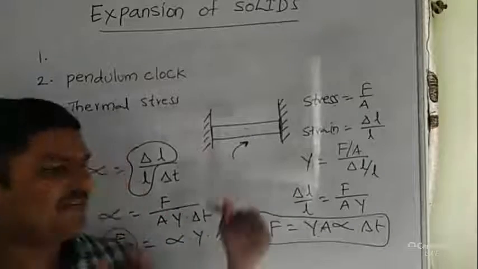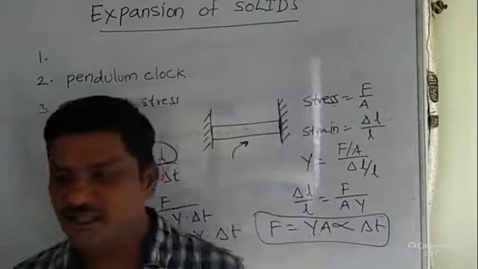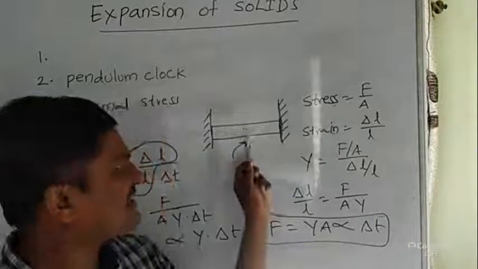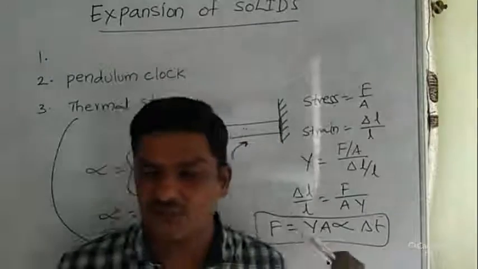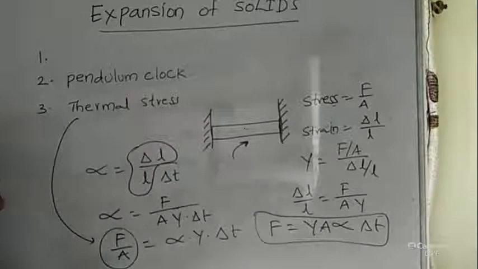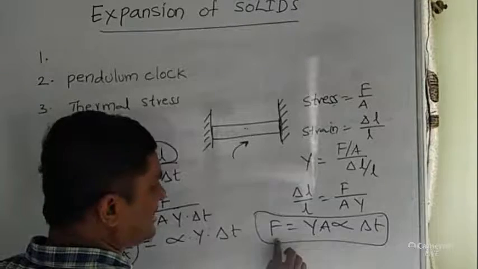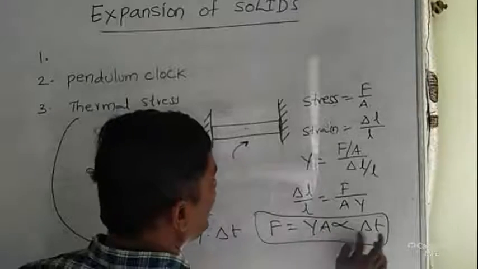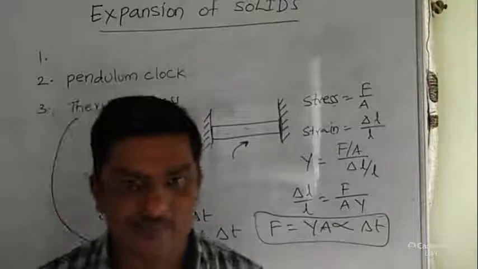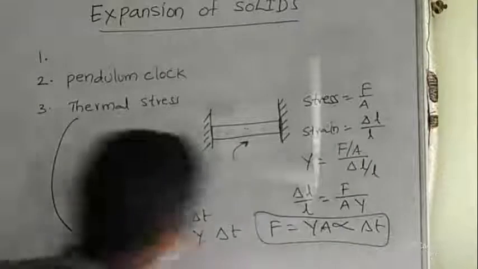A solid is rigidly fixed between two walls, and some heat energy is given to it, and some stress is developed, some force is exerted on the walls, so that force is due to the thermal energy. So this is called thermal stress. Thermal stress equals Y alpha delta T, or force due to thermal stress F equals Y A alpha delta T. This is another application of expansion of solids. Next, metal tapes.